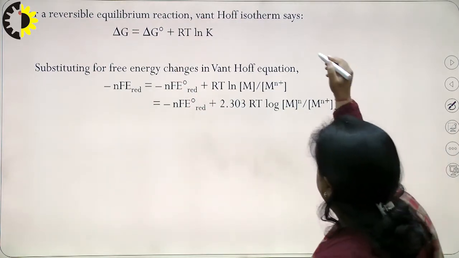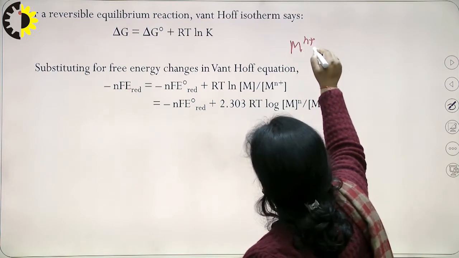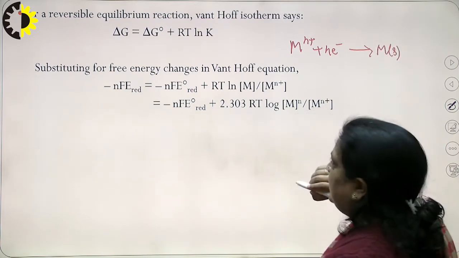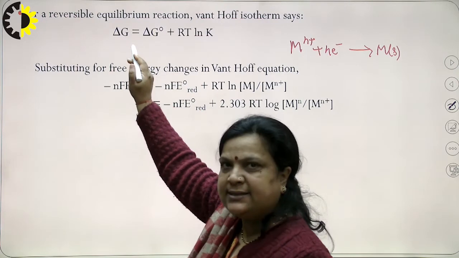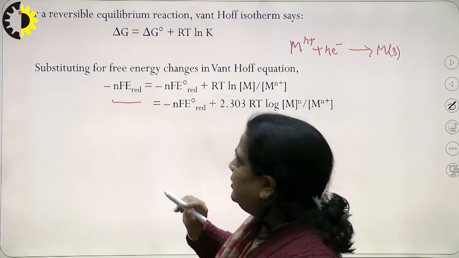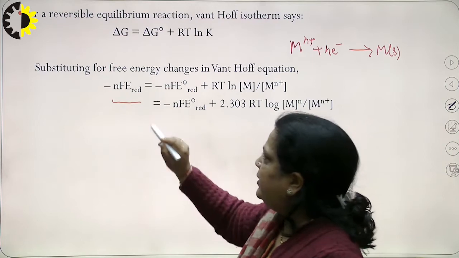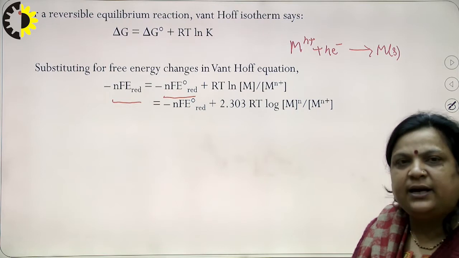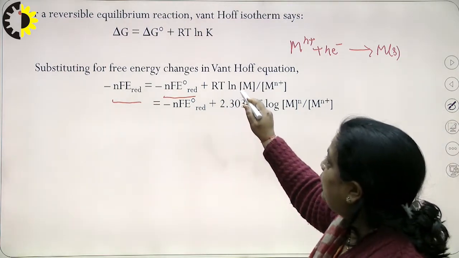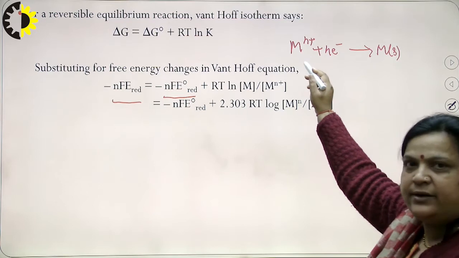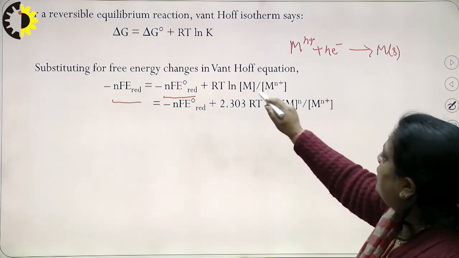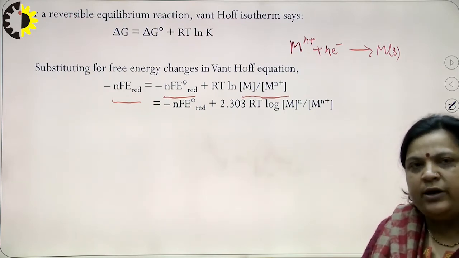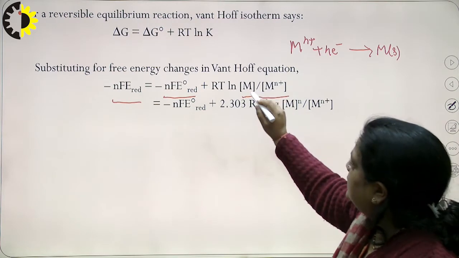Now, for this reaction Mn plus n electrons gives M. In this case, put the value of delta G, which is equal to minus nFE. Since the reduction reaction is there, E red is equal to E naught, the reduction potential at standard condition, plus RT ln Q, where Q is the concentration of product divided by concentration of reactant, M upon Mn plus. The concentration of a solid is always taken as 1. So it is 1.